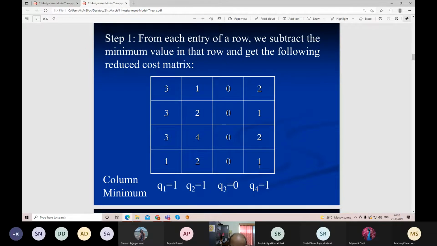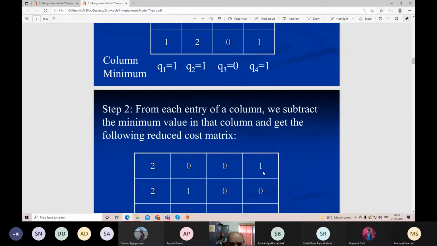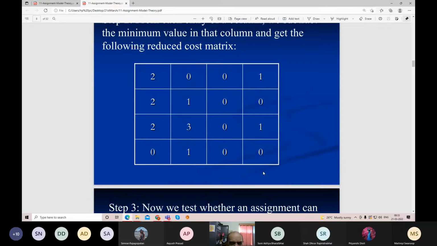We subtract 1 from the first column, 1 from the second column, and 1 from the fourth column. Okay. Why do we subtract? If you subtract, we'll find in every column there is 0, and in every row there is 0. That is the requirement. So after subtracting, we must find in every row there is a 0, and in every column there is a 0. As a result, this is the outcome.